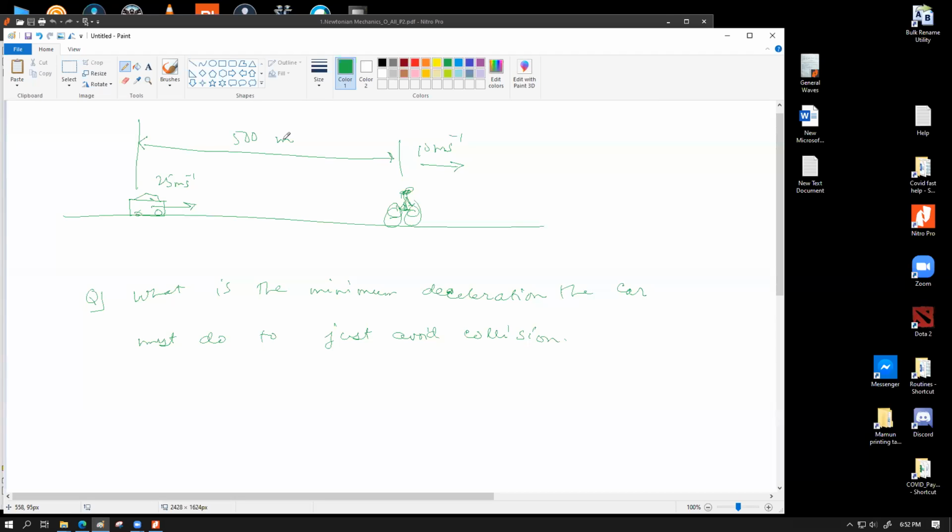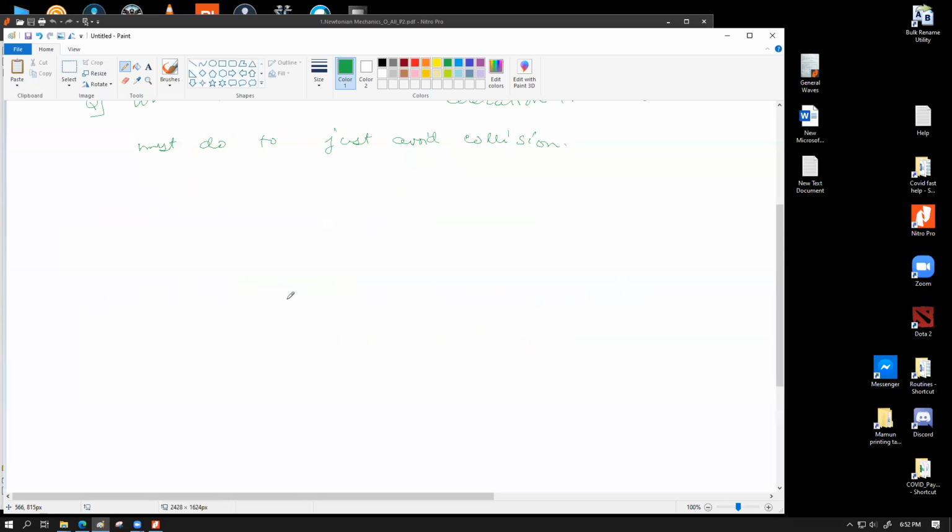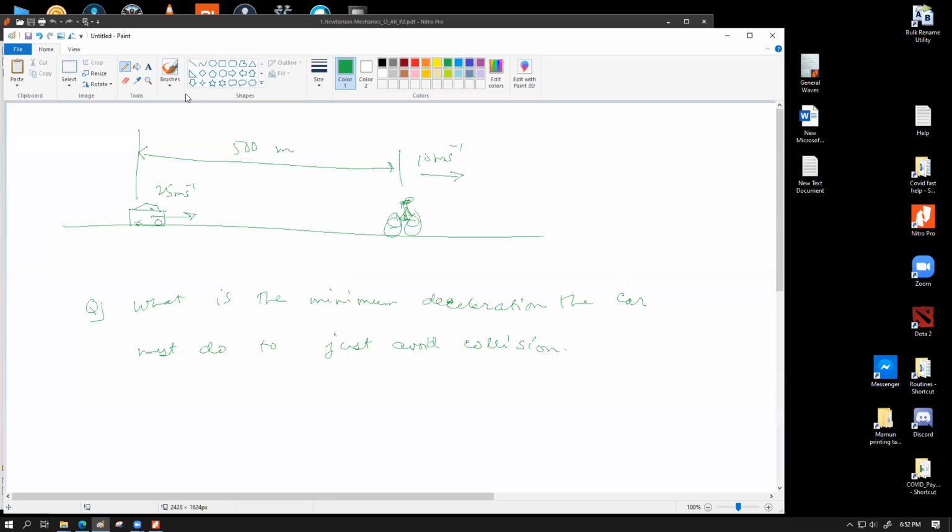What does s represent? Displacement, right? The car will also be moving and the cycle will also be moving. So the distance between them, shouldn't it be 500 meters? This initial distance between them is 500 meters and the distance between them should decrease. But think about it. Let me just draw this figure again.